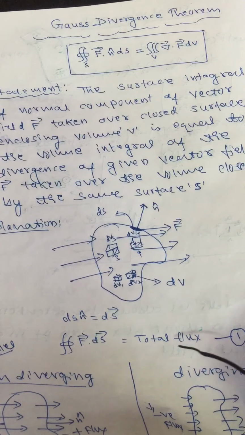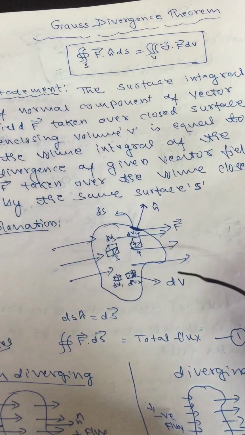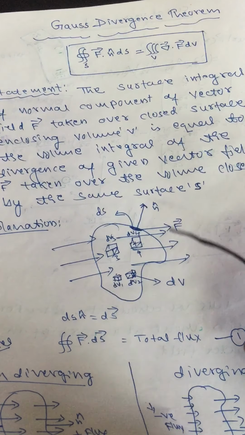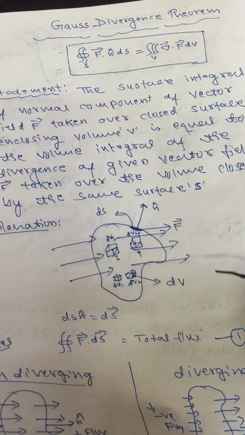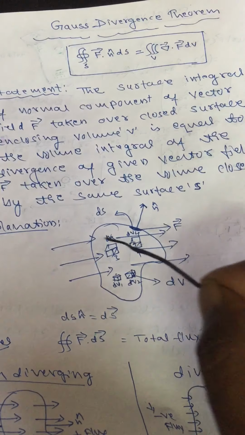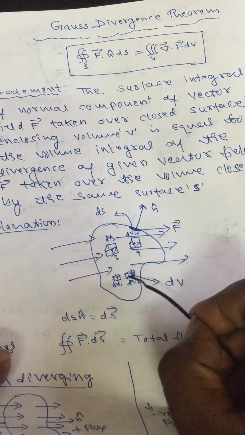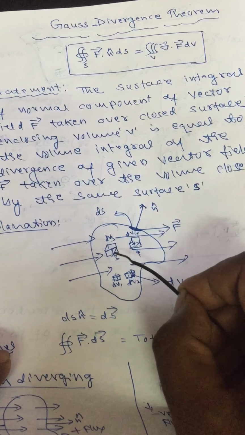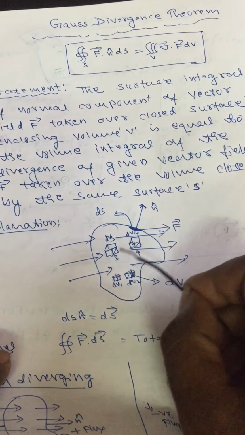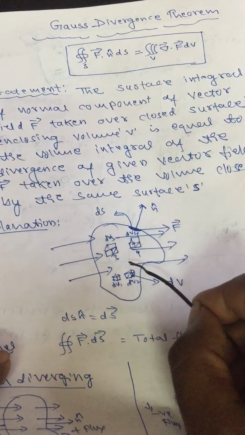That is the total flux. Next, the right hand side. The right hand side is the volume integral, del dot f dv. Of course, inside the surface, you consider all possible points and the divergence at all these points, isn't it?